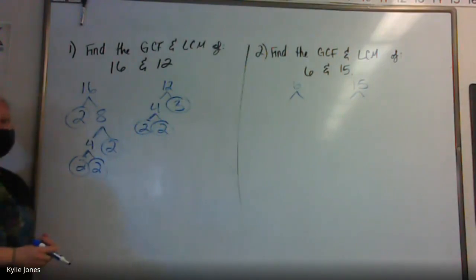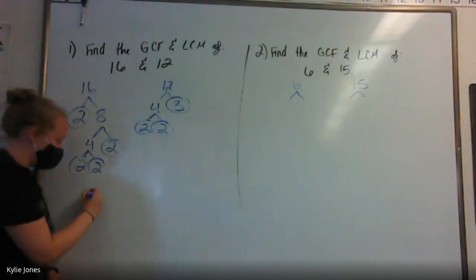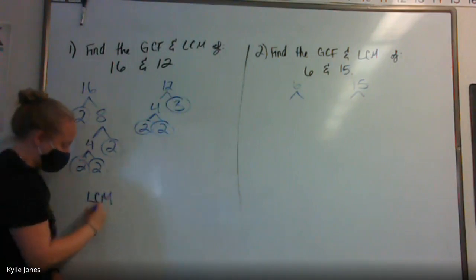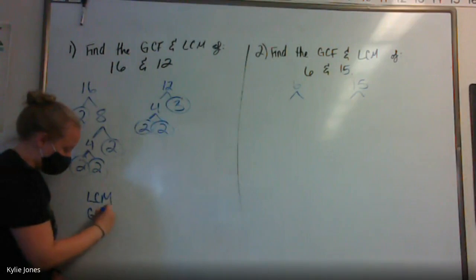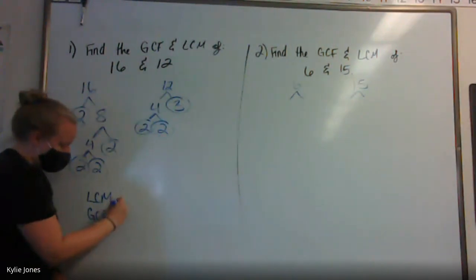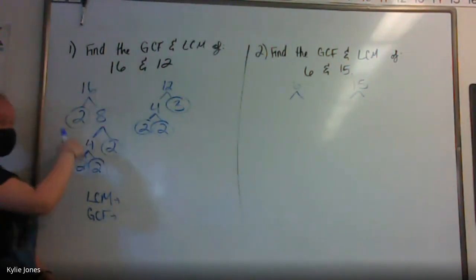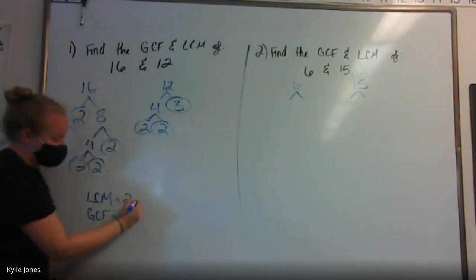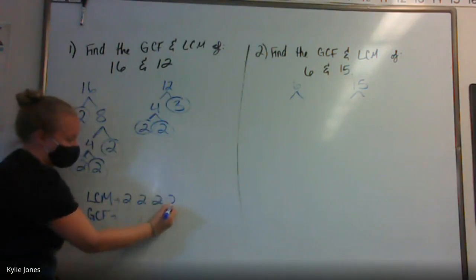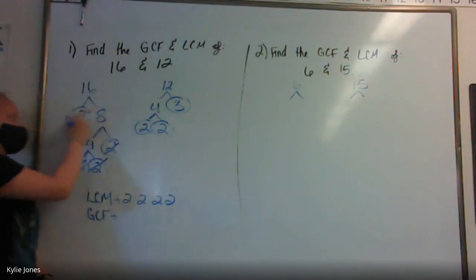Who knows the next step? What do we do now? Put all the 2's down on the top row. Okay, so we have to do the matchy match, right? So the LCM goes on top. GCF goes on the bottom. First thing you do is list all of the numbers of one. So this is 2, 2, 2, and 2. Those all get listed on the top.